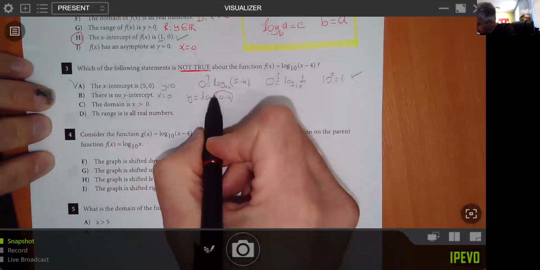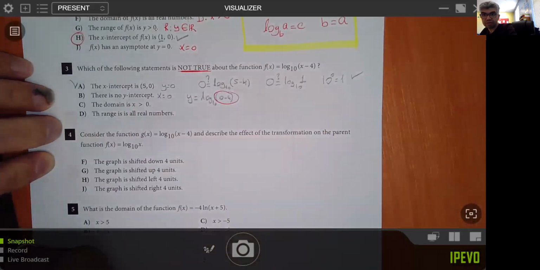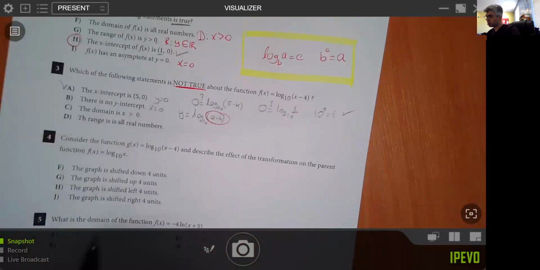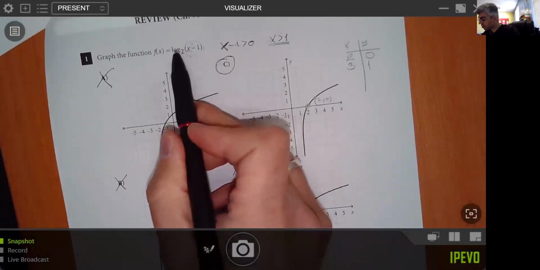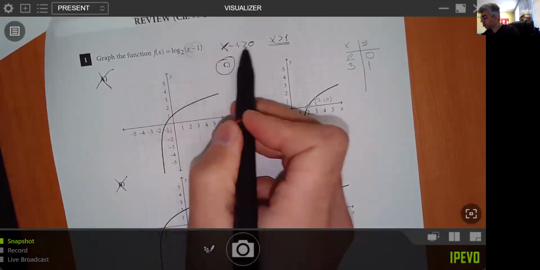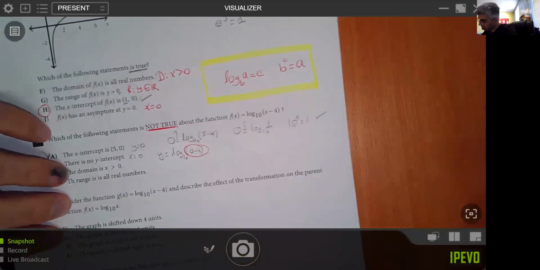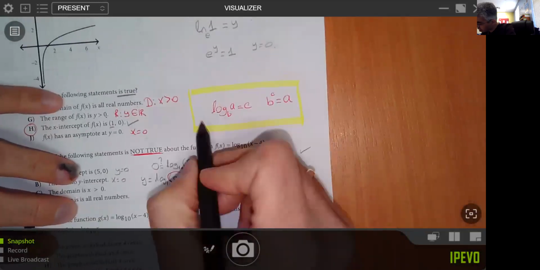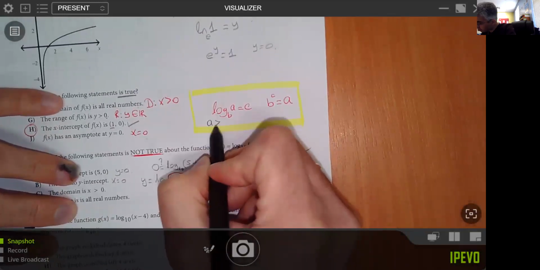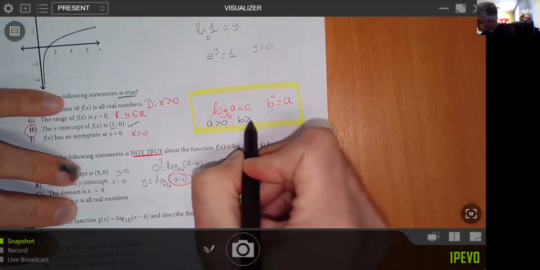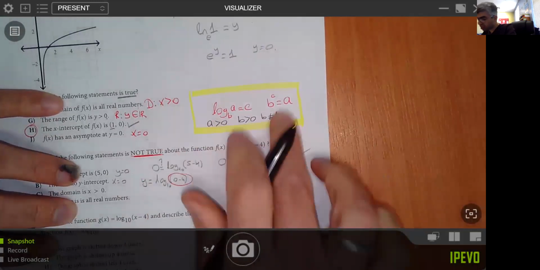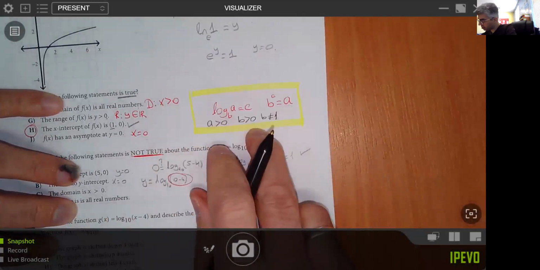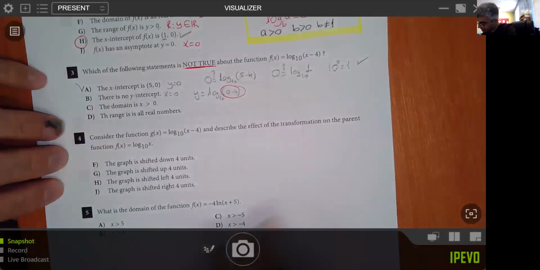You see, this must be positive. Remember, guys, for the domain, the argument of a log function must always be positive. So for log of a base b, a must be positive and b must be positive. Also, b must be different than 1. Please have these on your index card. All right. So, yes, it's correct.